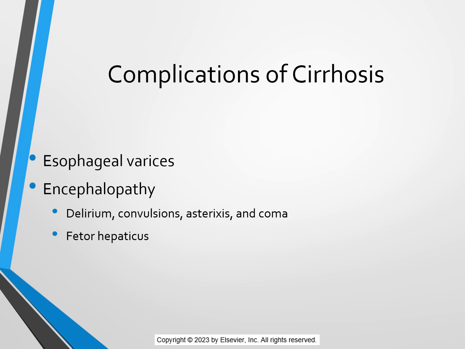Portal systemic encephalopathy or hepatic encephalopathy is another dangerous complication of cirrhosis. Symptoms include delirium, convulsions, asterixis, which is flapping tremors, and coma could occur. Asterixis is identified by having the patient hold out their arms and hands and observing for any rapid flexing and extension movements of the hands. Fetor hepaticus, which is the breath taking on a sweet fecal odor, will occur as liver failure progresses.